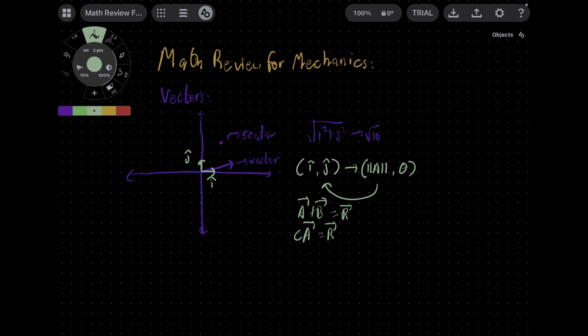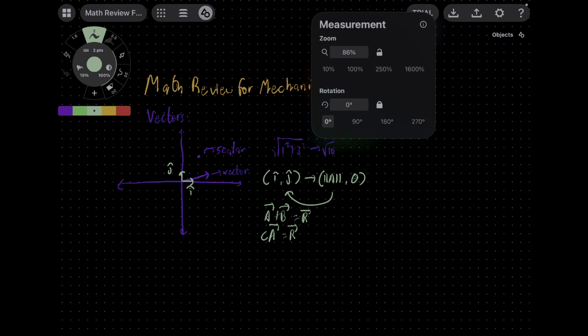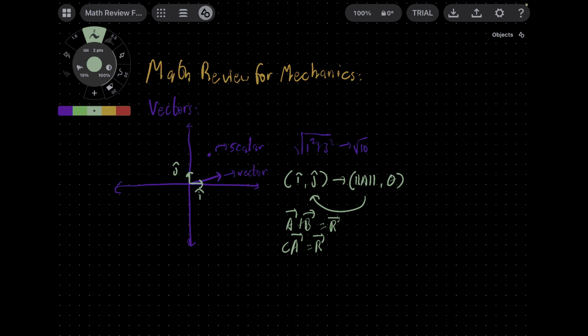Now, magnitude and direction. Magnitude is if we draw a vector, let's use a different one. If we have a vector here to here, magnitude would be the length of this vector. So this would be magnitude. And direction would be the angle between this and the x-axis. So that would be theta. Now that we know what these two are, let's talk about how to convert them.